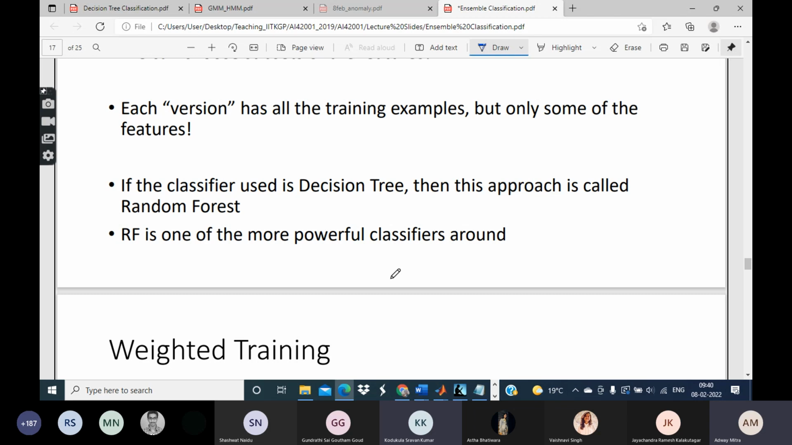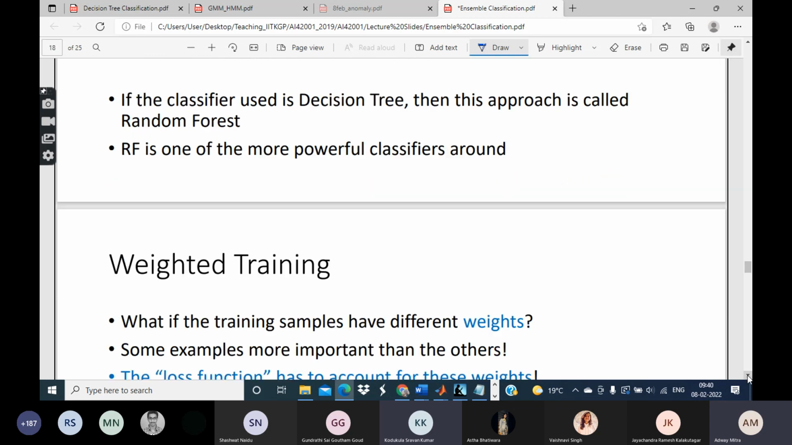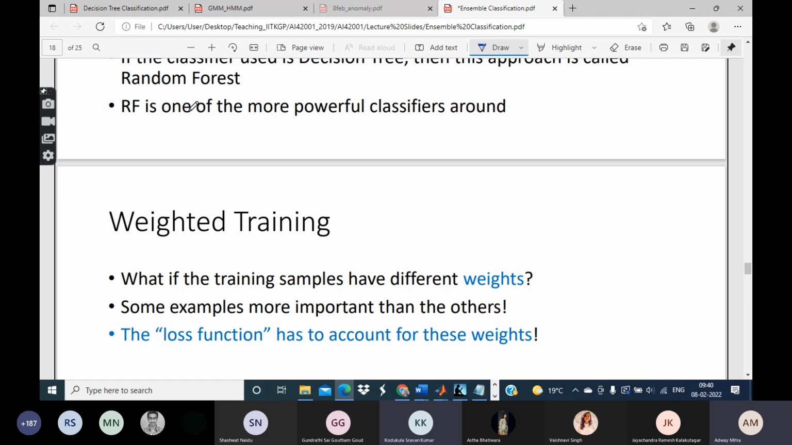Among the non-neural network classifiers, random forest is one of the classifiers which, on many well-known data sets, has performance that approaches that of the neural network.